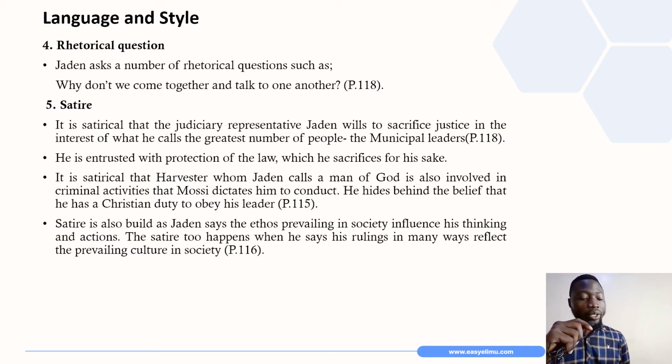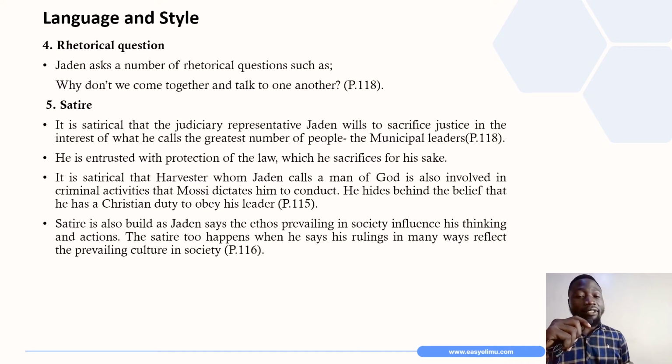But we have got some element of irony again. So it is ironical for Justice Jaden to come up with alternatives that will help them escape the suit, while in real sense, he is supposed to be offering justice. So he's a judge who is unjust. So he's entrusted with protection of the law, which he sacrifices for his sake.